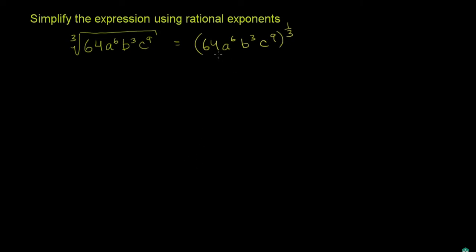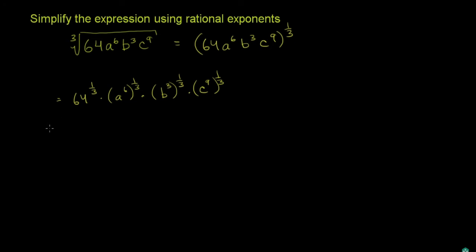And if we take the product of a bunch of things and raise them to an exponent, that's the same thing as raising each of the things we're taking the product of to the exponent first and then multiplying. So this is going to be equal to 64 to the 1/3 power times a to the 6th to the 1/3 power times b to the 3rd to the 1/3 power times c to the 9th to the 1/3 power. And we've seen this in several examples already. Well, first let's try to simplify this.